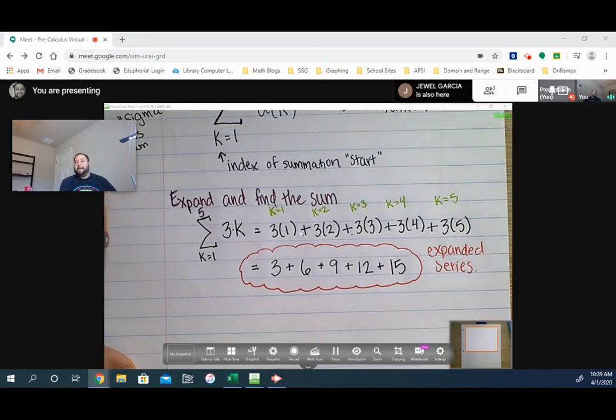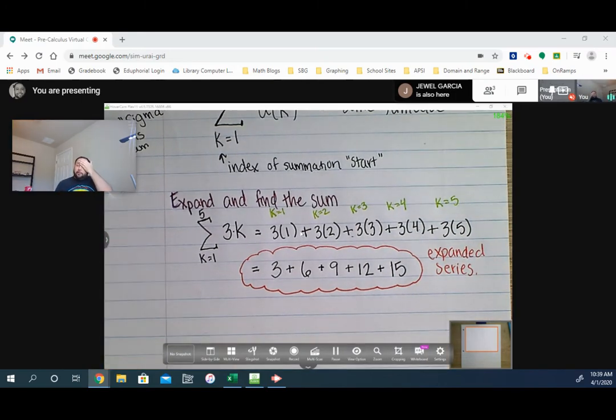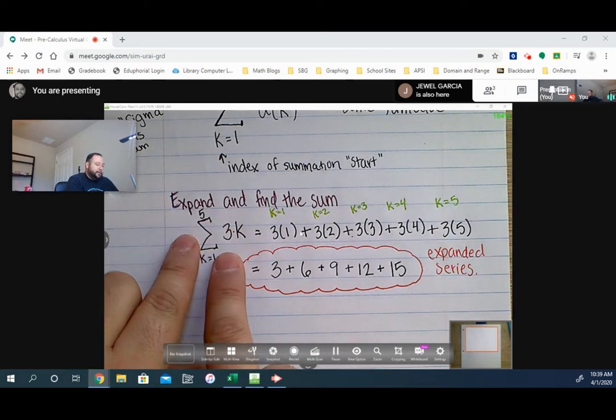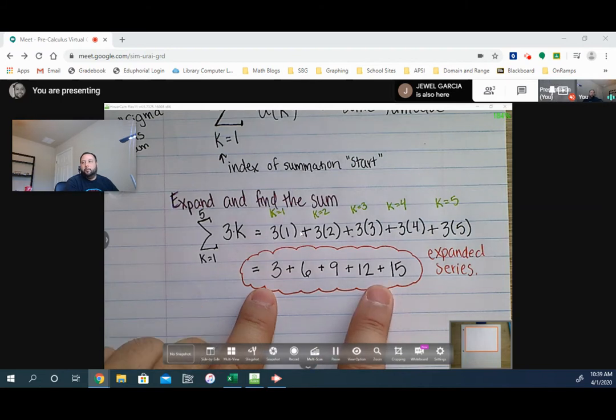So that's your expanded series. Whenever you're asked to expand a series, this is the series right here, but this is just really compact. This is using sigma notation. But when you're asked to expand it, you're asked to actually find what is the series, what are the terms that you're adding together?